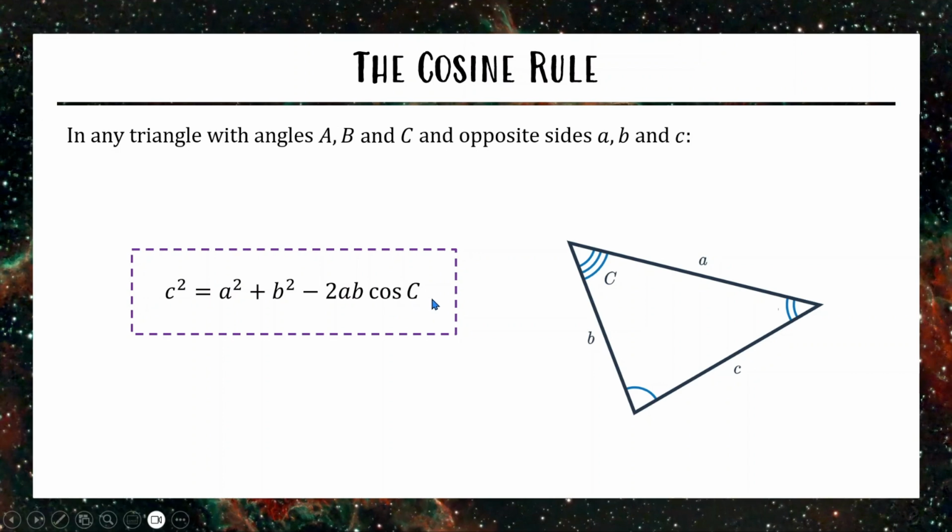So the scenarios we can use this equation in are if we have all three sides of a triangle, any triangle, we can use the cosine rule to figure out any of the angles. So if you have three sides, we can use this formula to find an angle. Or if you have one angle and you have the two sides next to it, you can use this formula to find the side length, which is across from your angle, which is lowercase c.